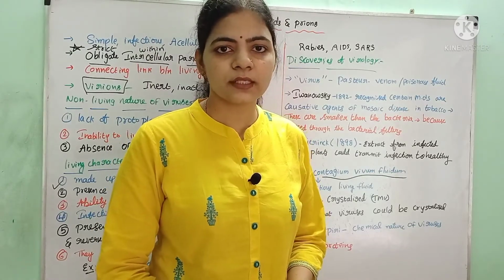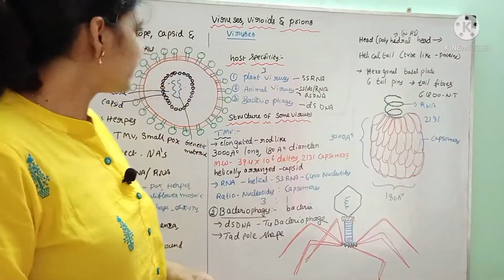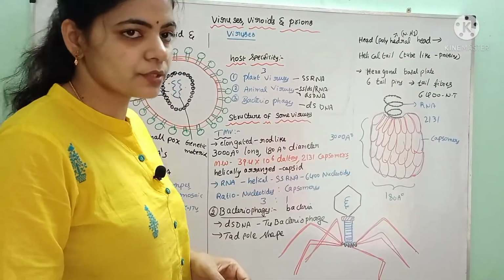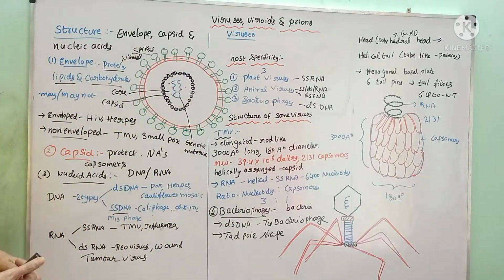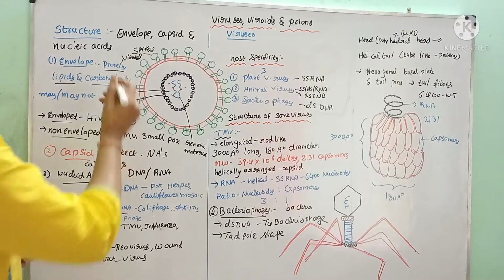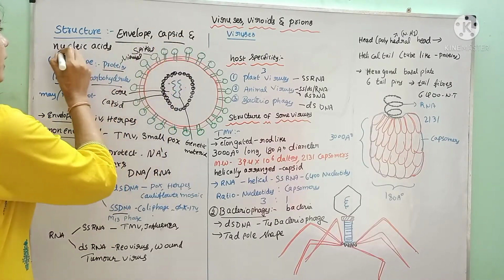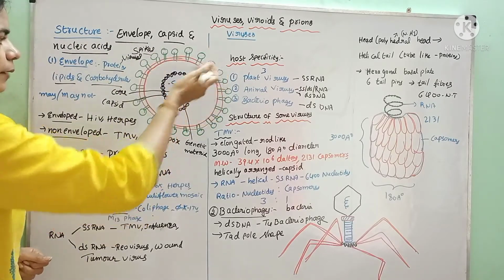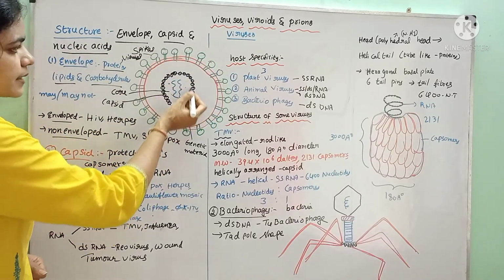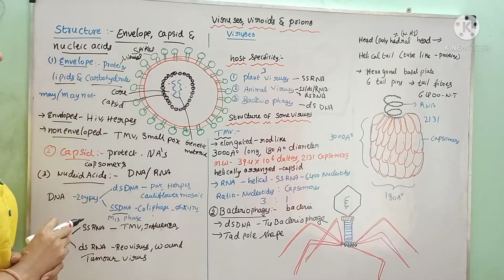The next one is the structure of viruses. Now in this video we will study the structure of the viruses. Here, the structure of the virus mainly consists of three parts: envelope, capsid and nucleic acids. This is called the envelope. This part is called the capsid. Inside the capsid, the nucleic acids are arranged.